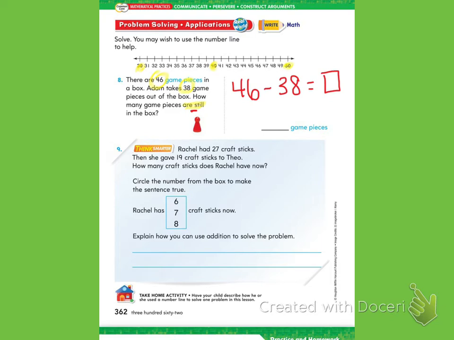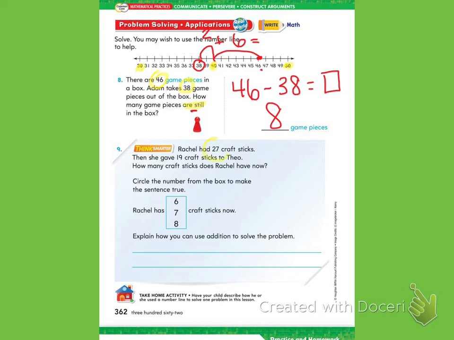So I'm going to find 38 and I'm going to stop at 46. Whoops, right there. And I'm going to go 38 to 40. So if I have 38 to 40, that's a jump of 2. And 40 to 46, okay, what's your ones? A 6, that's a jump of 6. So if I added both of those together, my answer is 8. There are 8 game pieces that are still in the box. Okay, super important. Number 9, this is where you're going to have the sample test questions.